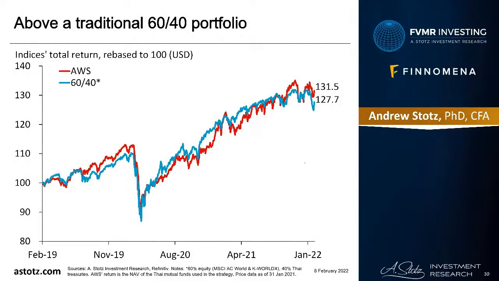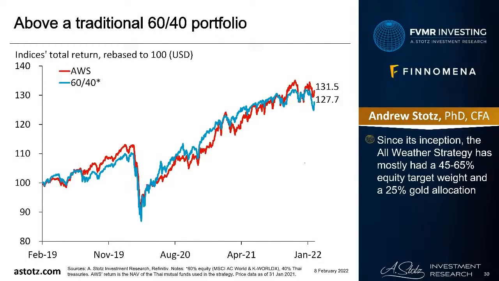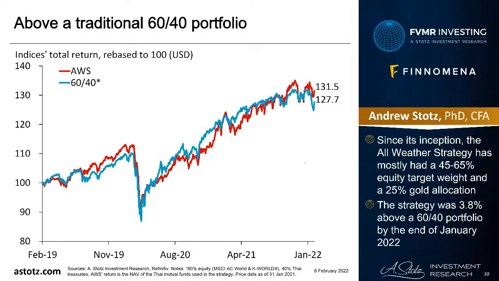Here we can see that since inception, the all-weather strategy has mostly had a 45 to 65% equity target weight and a 25% gold allocation until recently. The strategy was 3.8% above a 60-40 portfolio by the end of January, and this is including costs related to the funds. So I'm very happy with the performance right now.